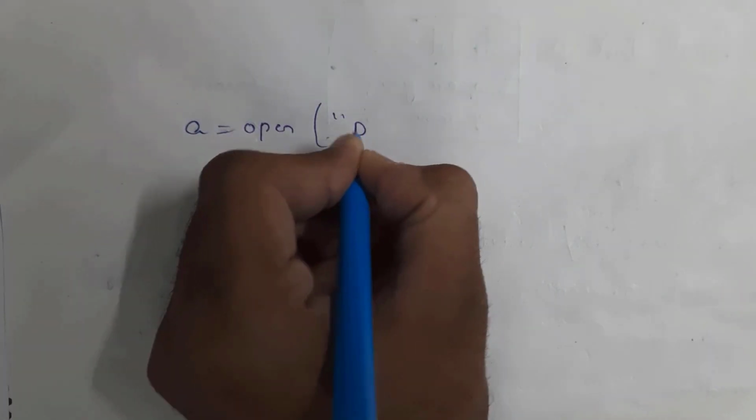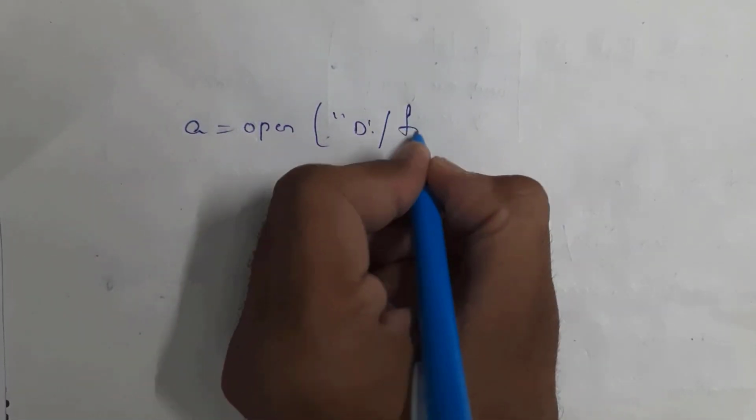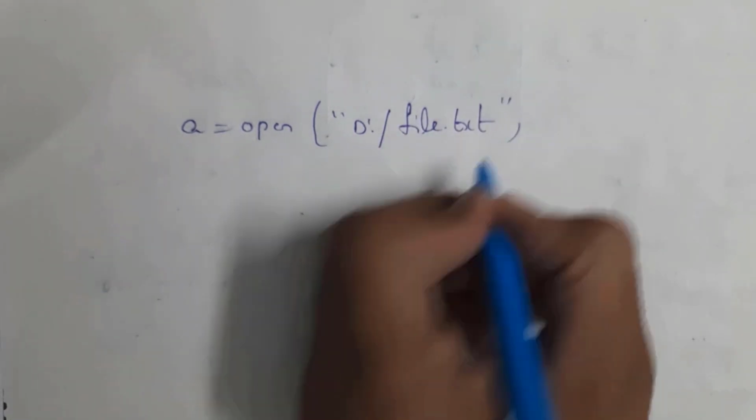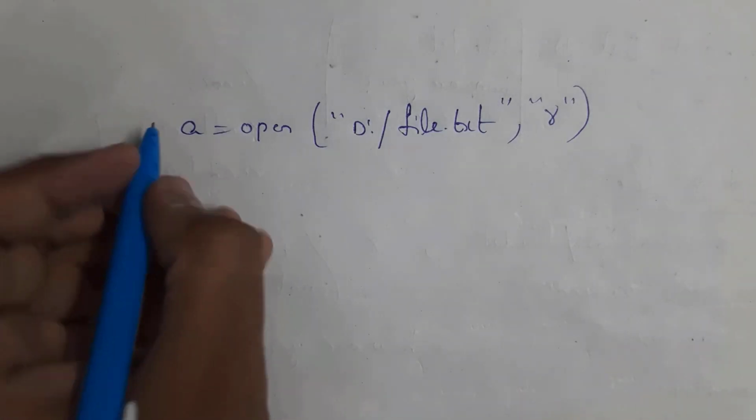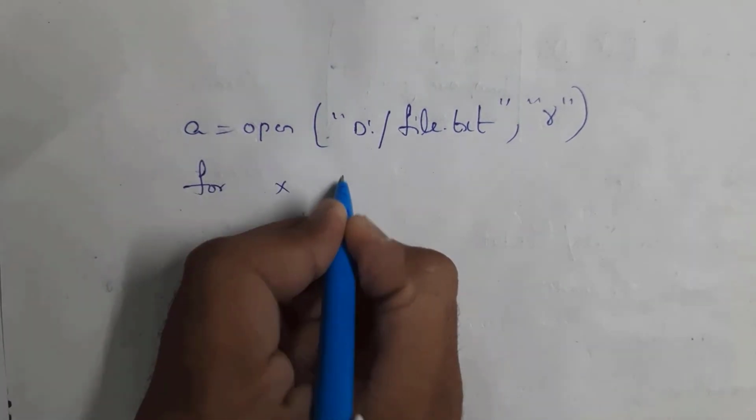Same program, just write here a equal to open. My file is present in local disk D with the name file.txt. So take this in quotations, comma. I want to read the file, so open this file in read mode. And next take a for loop, for x in a.